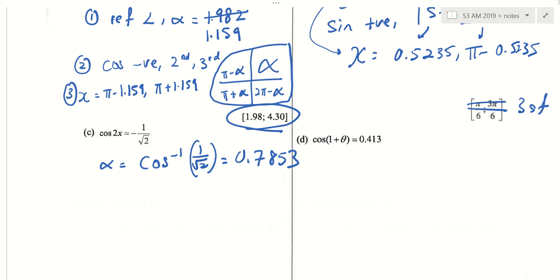A, S, T, C. First, second, third, fourth. Can you tell me cosine positive is which quadrant? Okay, sorry. Cosine positive or negative? Negative. Cosine negative is which quadrant? 2 and 3. So you write down like that. Cosine negative is in second and third.